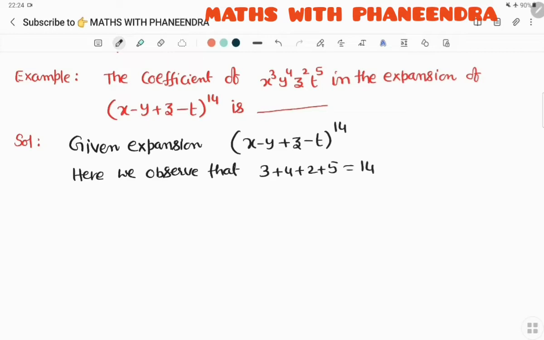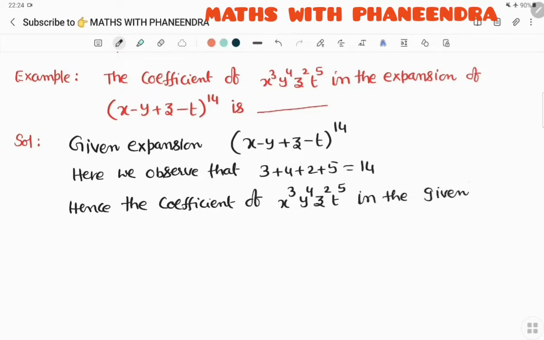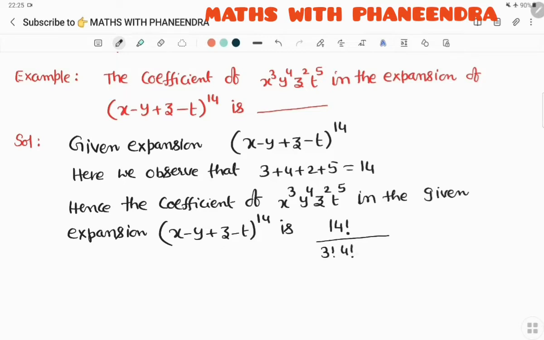So whenever n1 plus n2 plus n3 plus and so on nk is equal to n, we can write: hence the coefficient of x power 3 y power 4 z square into t power 5 in the given expansion x minus y plus z minus t whole power 14 is n factorial, that means 14 factorial divided by n1 means 3 factorial, n2 factorial that means 4 factorial, n3 factorial 2 factorial, next n4 is 5 factorial.